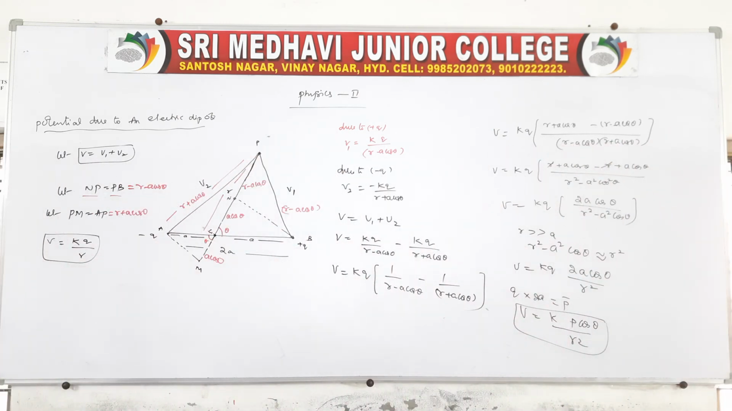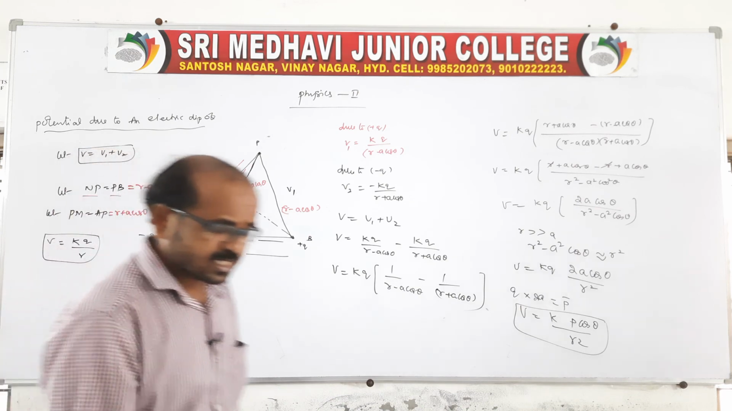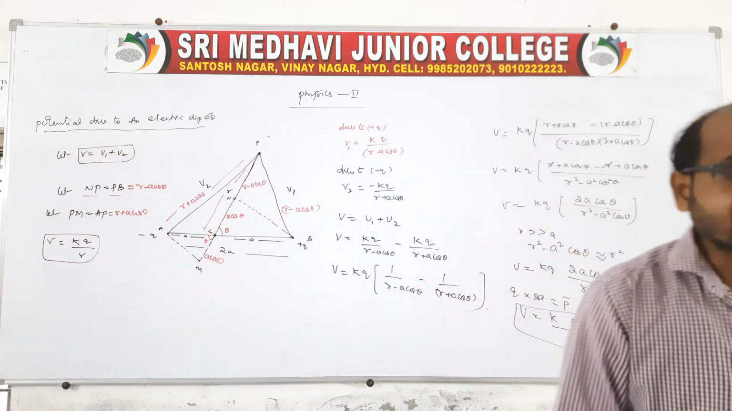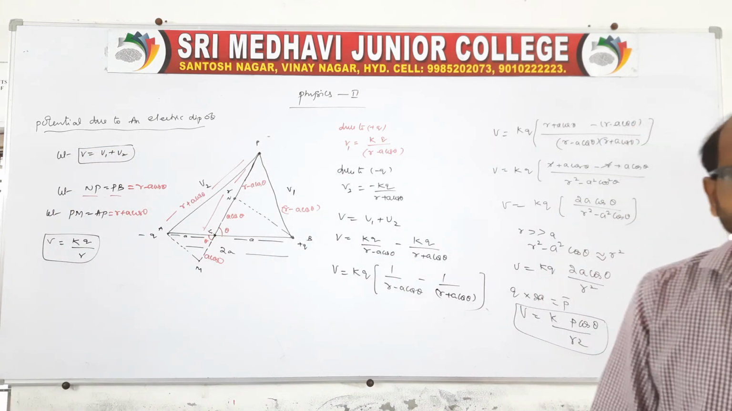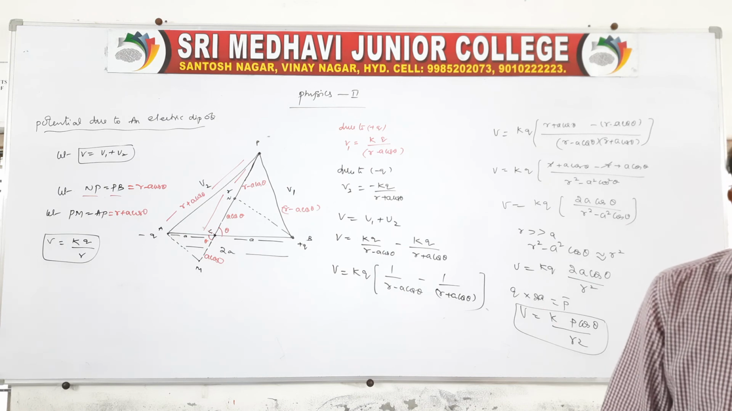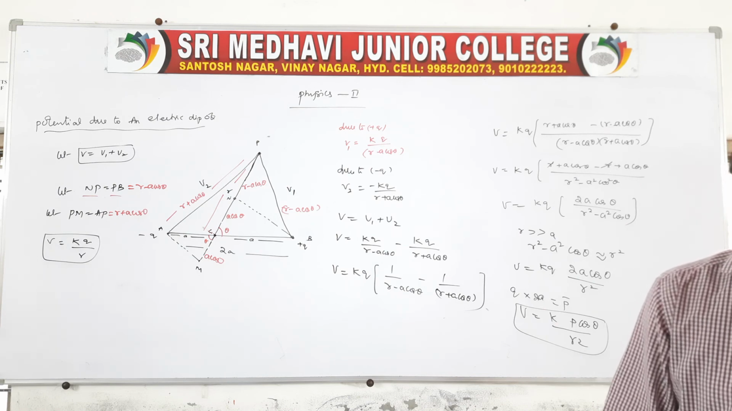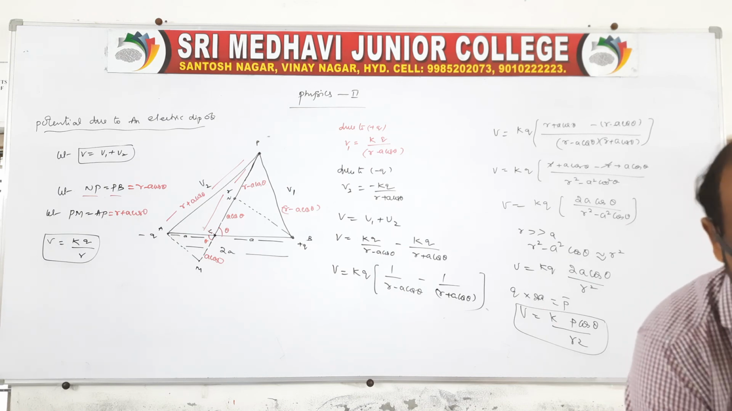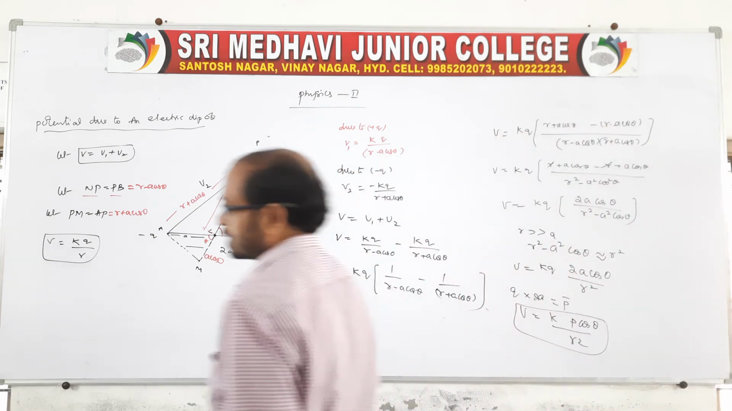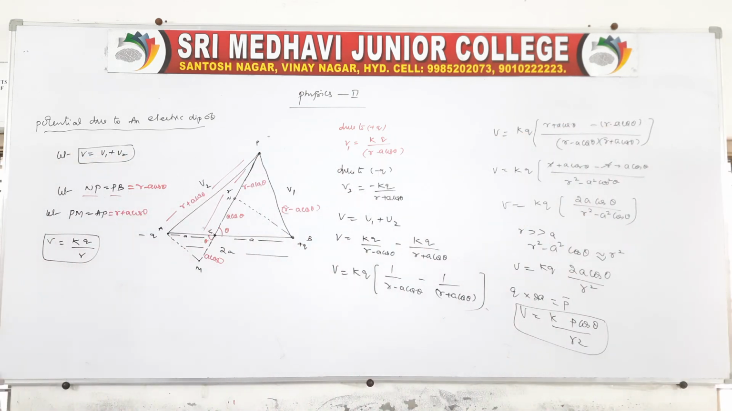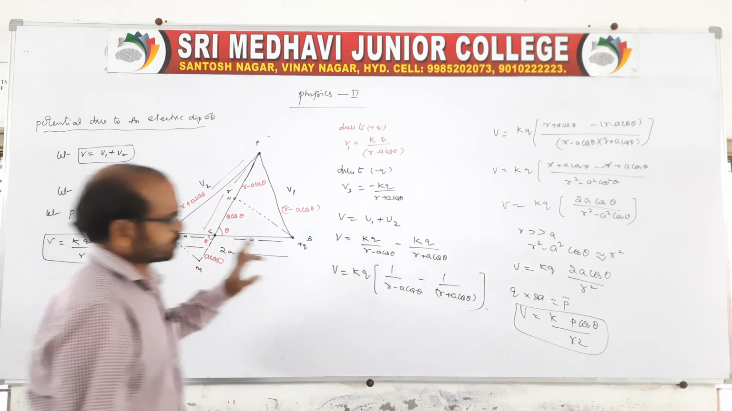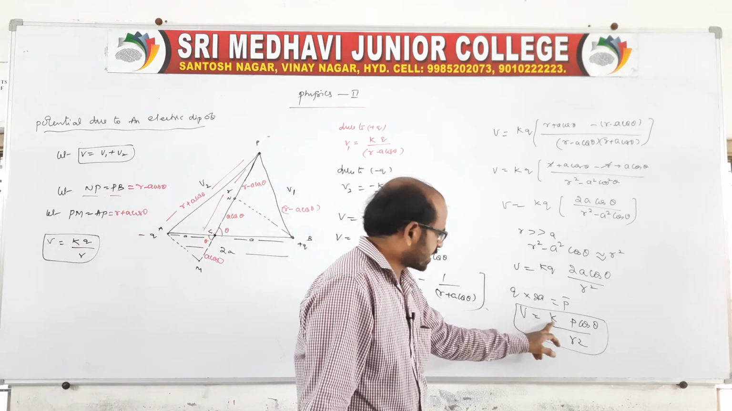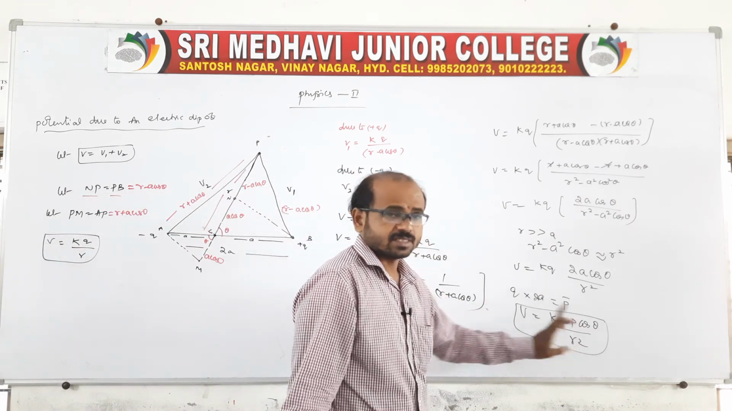And now we have to find, sir, what is it on the axial line? What is it on the equatorial line? Sir, what will happen if I take the axial line? What does the relation become? So we have to check what happens on the axial line and what happens on the equatorial line, because we know that at any point, V is equal to k p cos theta by r square. This is at any point.